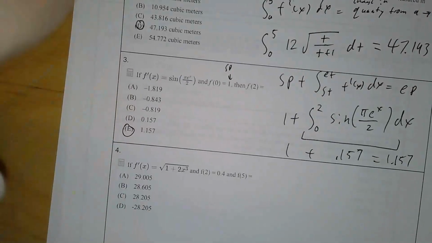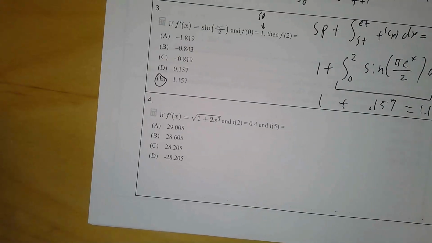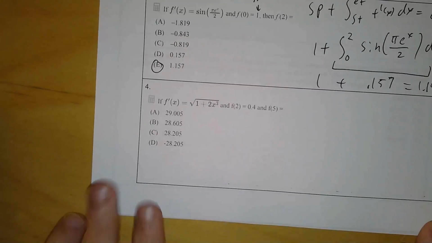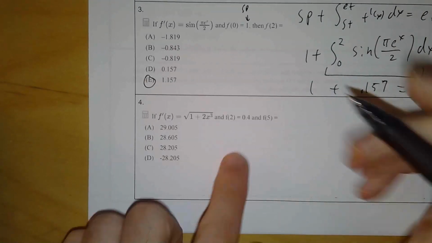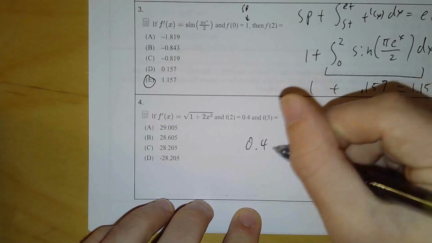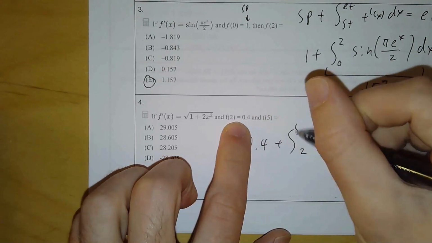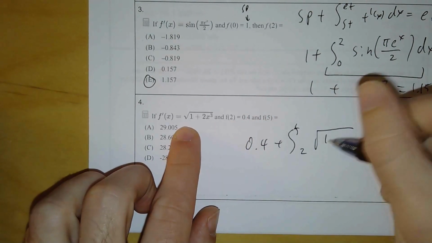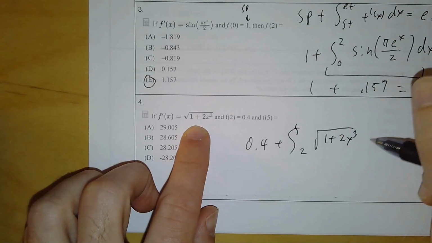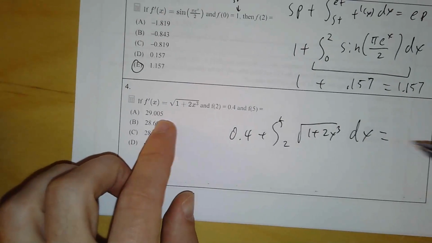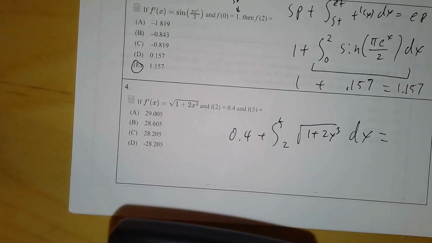Okay, 4. This is the same problem. I think I gave you 2 of these just to make sure that you knew how to do them. I'm going to do this one faster. Starting position 0.4 plus the integral from 2 to 5 of that derivative 1 plus 2x to the third dx. Let's do it. So math 9.